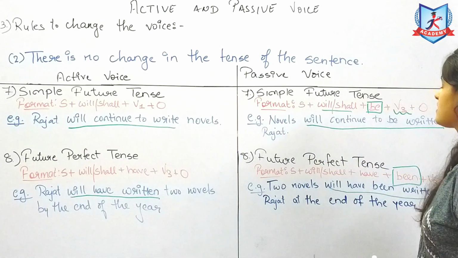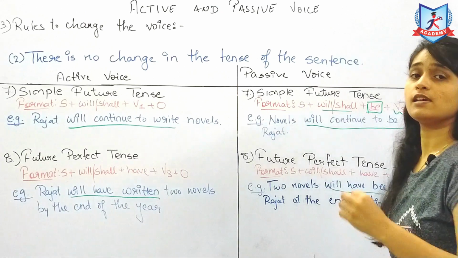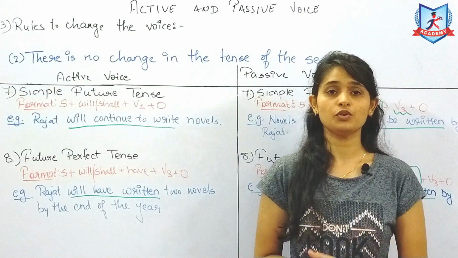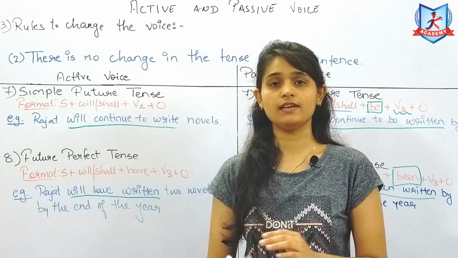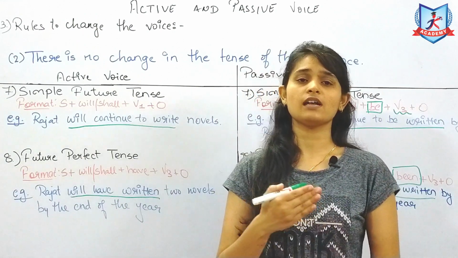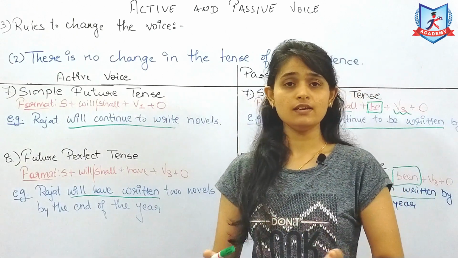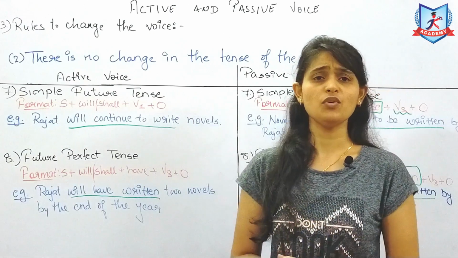ये simple tense है, add the verb be. अगर perfect tense है, then you need to add the word been. Friends, ये बात हुई active and passive voice rule number 2. How to change the voice without changing the tense of the sentence, right? ये जो सारे notes है, सारे formats है, इसके आप लोग को नोट्स अलग से मिल जाएगी in the form of a table so that it is easier to remember.